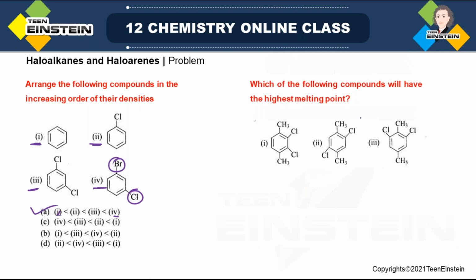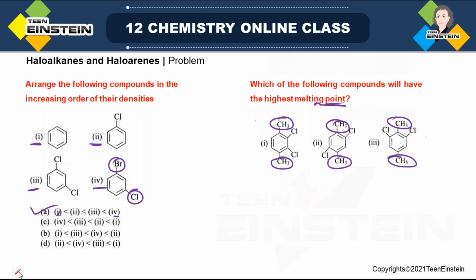Next problem, which of the following compounds will have the highest melting point? Remember when we discussed melting point, in the case of haloarene, the higher the symmetry in the molecule, the better the crystal structure packing because of symmetric nature. And when the crystal structure has a very compact nature, obviously melting point will also be high. Now among these three, the common point you can see in all three molecules is 2 methyl groups at 1 and 4 position. This is constant. Same in all these.